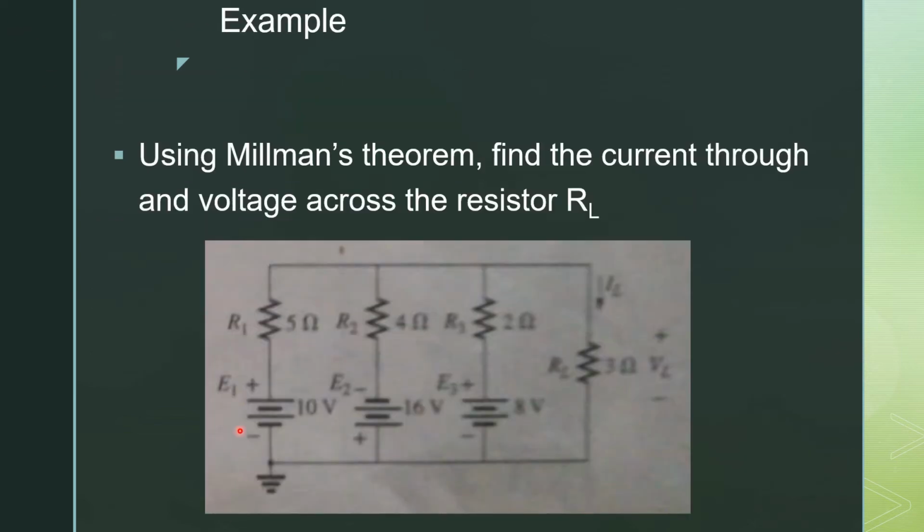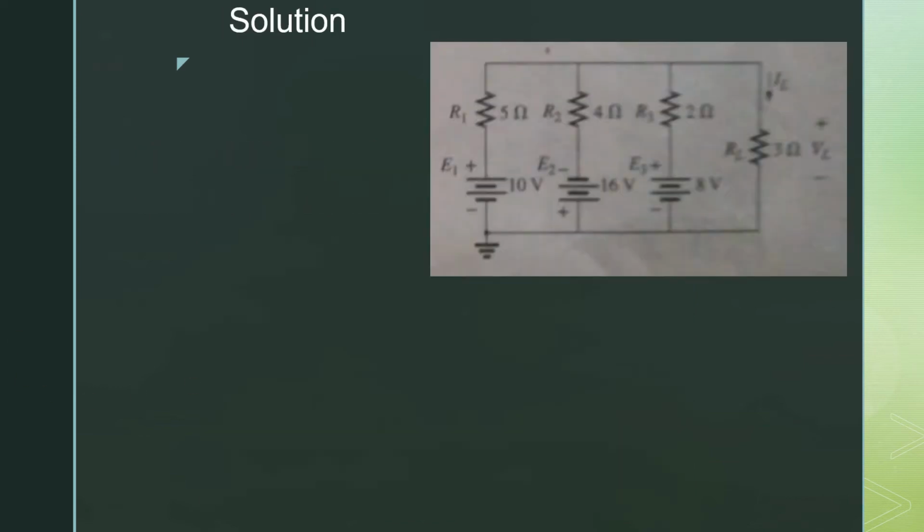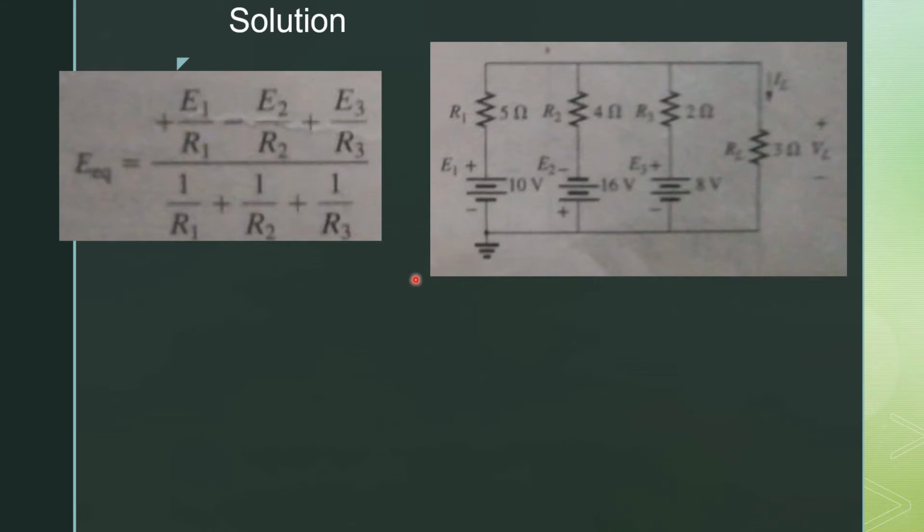Now let us solve an example in order to understand the Millman theorem. Using Millman theorem, find the current through and voltage across the resistor RL. We have to find the value of the current through RL and the voltage across that load resistance. You can see from the figure that we have three voltage sources of different values in parallel with these three resistors. Now in the first step, we have to find the value of E equivalent.